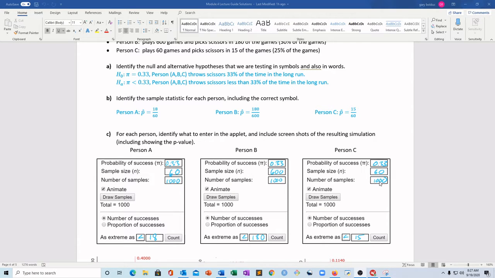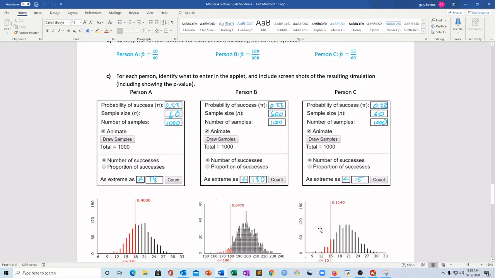To find the p-value, remember you have to put your statistic in the box here. So I did that: 18 for person A, 180 for person B, and 15 for person C. You'll also notice I chose the less than symbol. Why? Go back to your alternative hypothesis. We're interested in learning if these people are throwing less than a third, less than random, so we put the less than symbol.